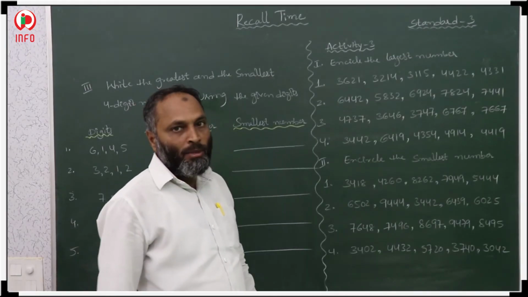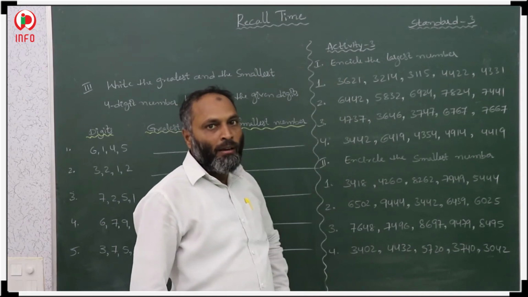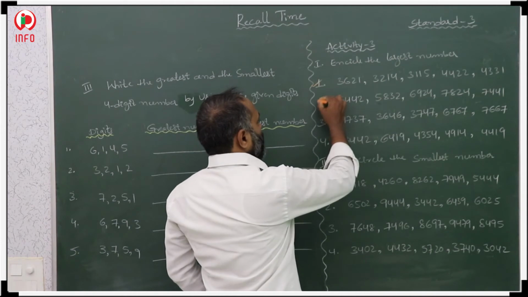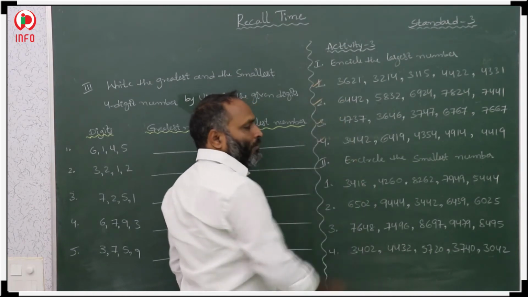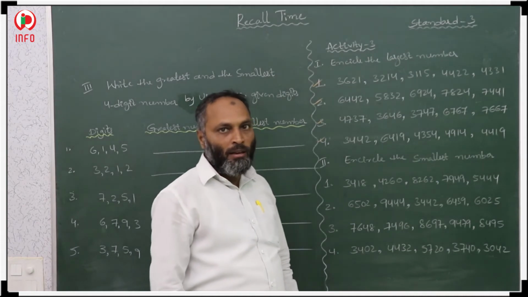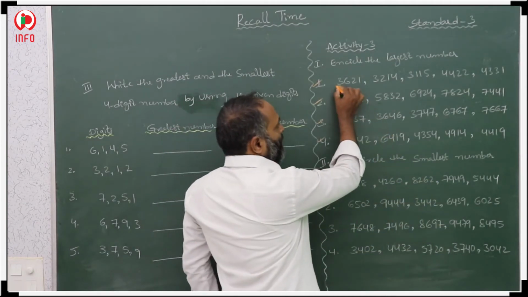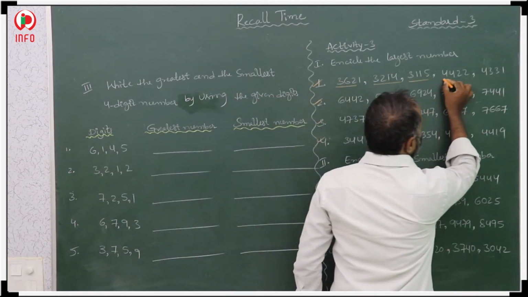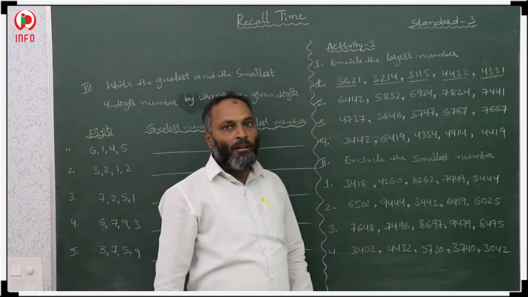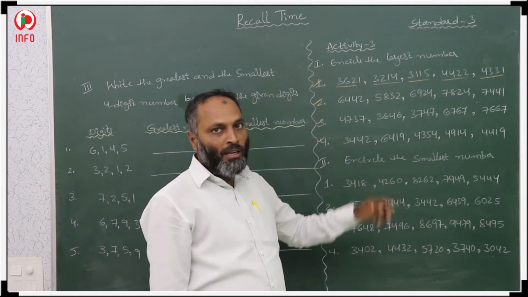Encircle the largest number, in our activity 3. We have to circle the largest number. First question, second question, third question and fourth question, in all these 4 questions we have to make a circle around the greater, larger number. This is the first one, second one, third, fourth, fifth. All are 4-digit numbers. We have to compare from left to right.